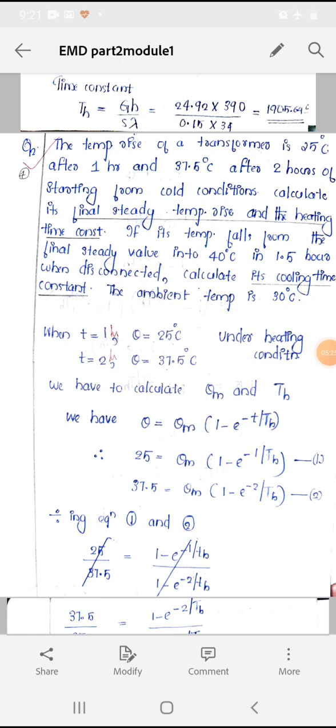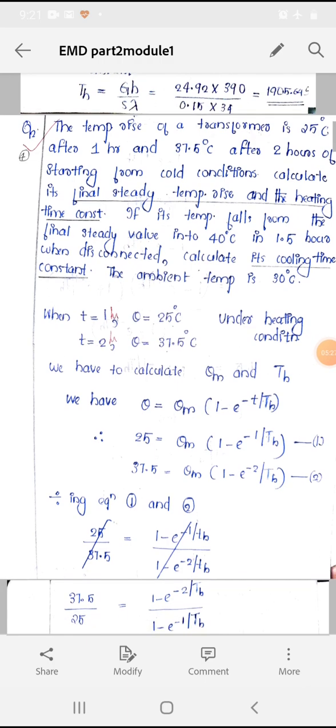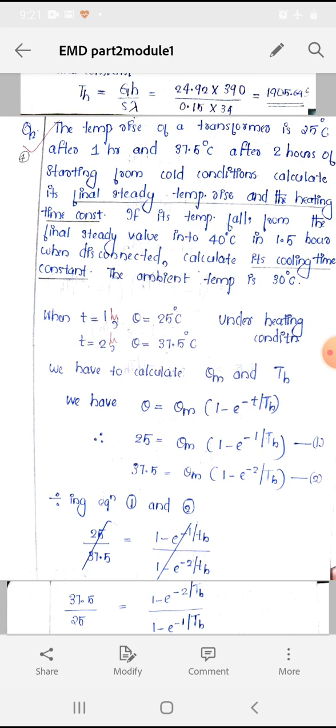Next problem: the temperature rise of a transformer is 25 degrees Celsius after 1 hour and 37.5 degrees Celsius after 2 hours of starting from cold conditions. Calculate its final steady temperature rise and the heating time constant. If its temperature falls from the final steady value to 40 degrees Celsius in 1.5 hours when disconnected, calculate its cooling time constant. The ambient temperature is given as 30 degrees Celsius.